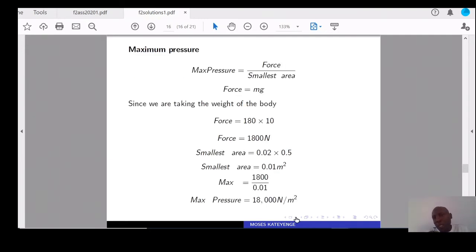The next question was telling us to find the maximum pressure that this body exerts on the floor, which is leveled.